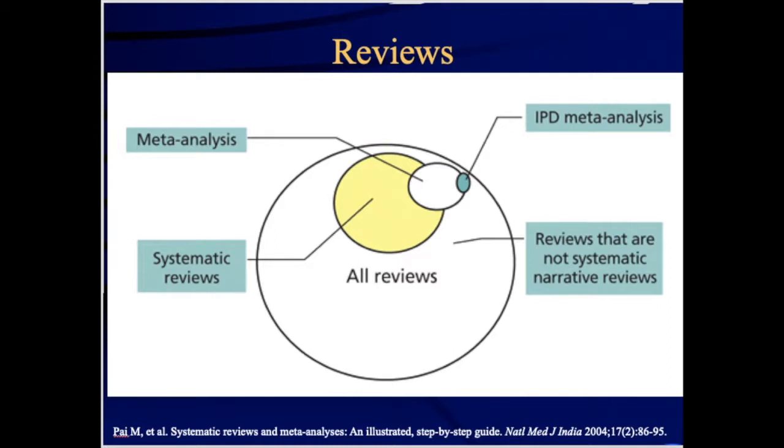So this diagram shows us the different types of review there are, and you can see here that all the reviews include also narrative reviews, systematic reviews, meta-analysis, and within the meta-analysis, an analysis that is specific to patient data and includes individual patient data. So let's examine this a little bit further.